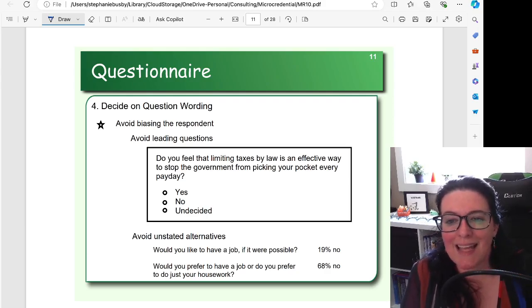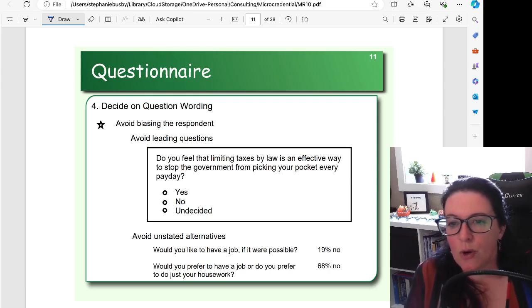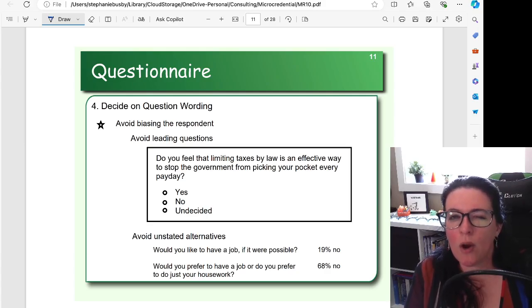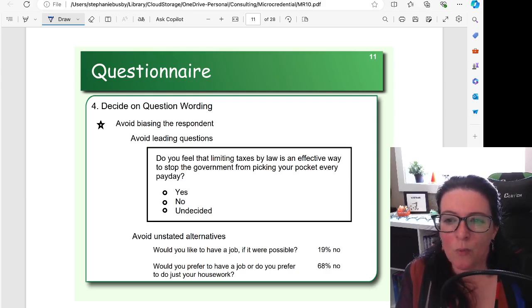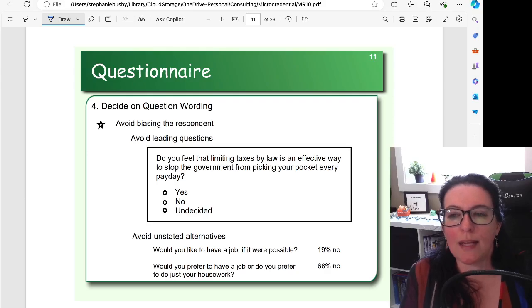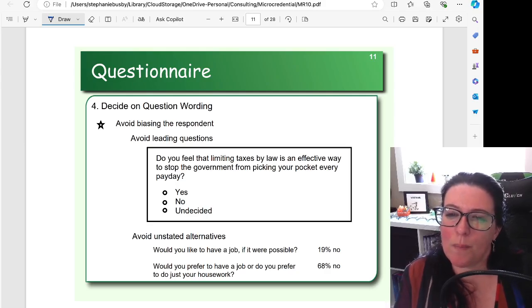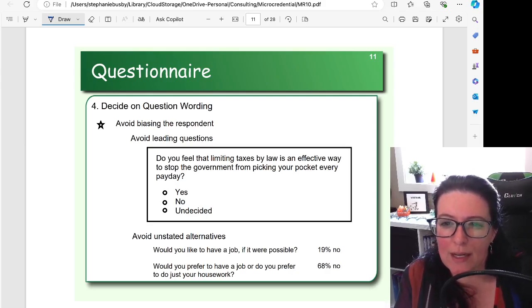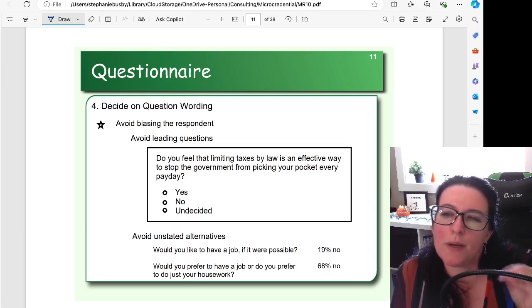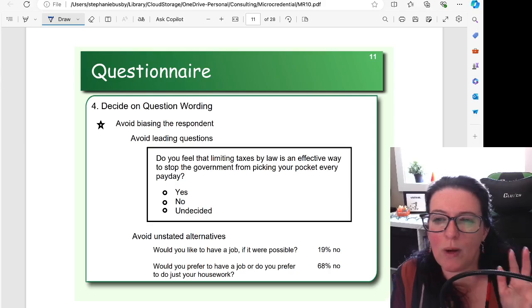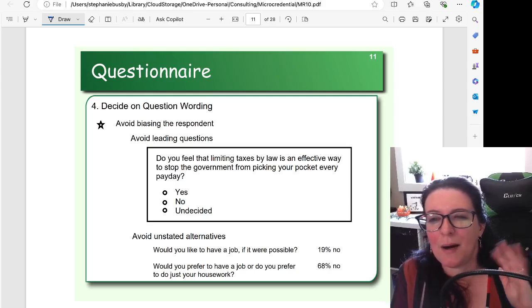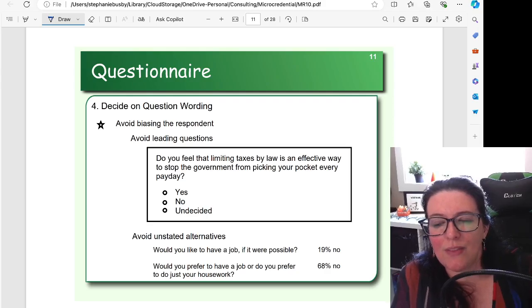Also avoid unstated alternatives. The challenge we have with questions is we don't quite know what assumptions they're making. This one says, would you like to have a job if it were possible? Well, that's different than saying, would you like to have a job? Yes, I would like to have a job. By adding in "if it were possible," there's an extra component: first, do I want the job, but also the context around what's happening in the market. So there are some issues there, right?